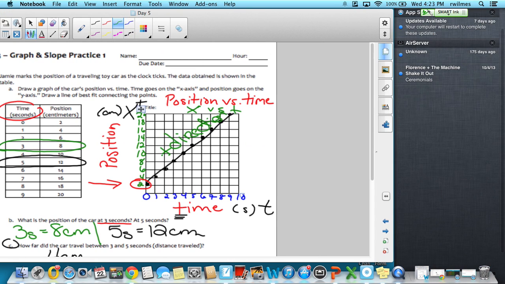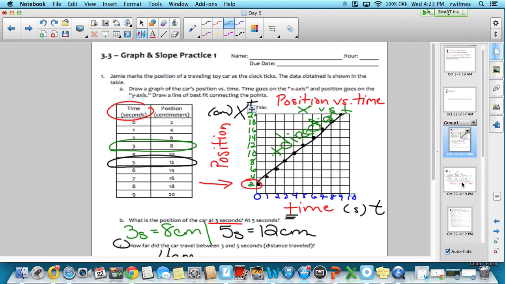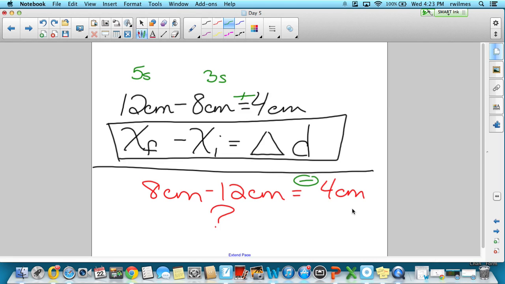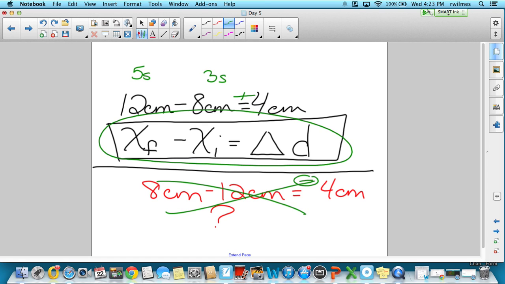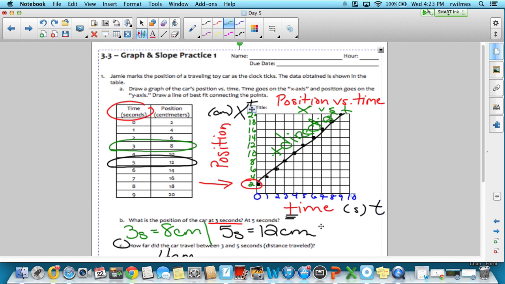So if I go back to that last slide, whoops, sorry about that. If I go back to that last slide somehow, I couldn't have said 8 centimeters minus 12 because that gives us a negative number. This is our first formula. X final minus x initial equals change of distance. D equals distance. Go ahead, please, and write that in on 1C. I want you to have that formula. All right, cool. We're good with that. All right, going back to our first page here.